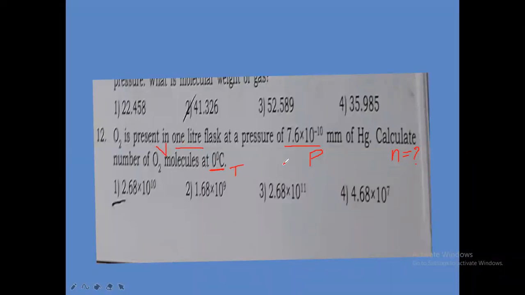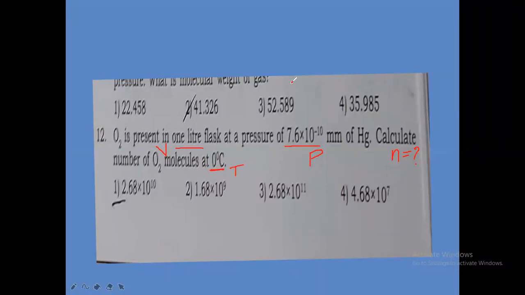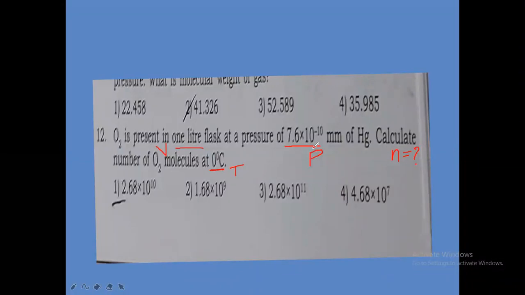1 liter volume is given, and pressure is given in millimeters. We have to convert into ATM. We know that 760 mm is equal to 1 ATM. Then 7.6 into 10 power minus 10 mm equals how much? So 7.6 into 10 power minus 10 divided by 760 will be the pressure. Pressure in ATM we have to take. And what is the formula now?